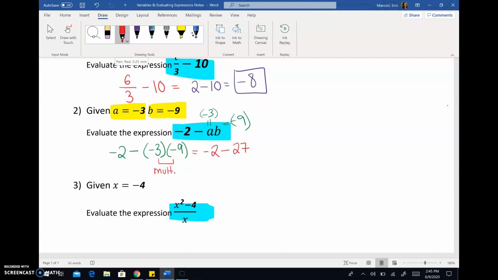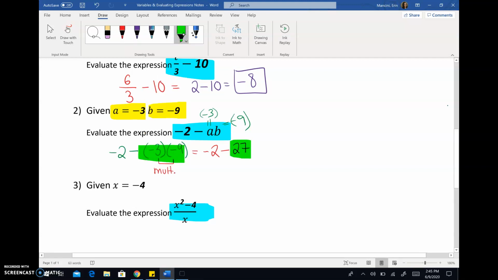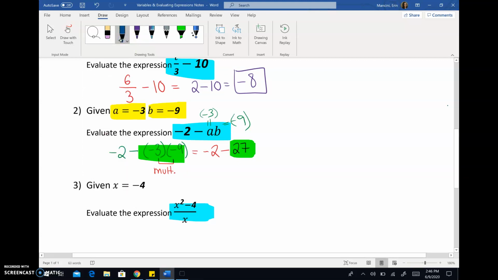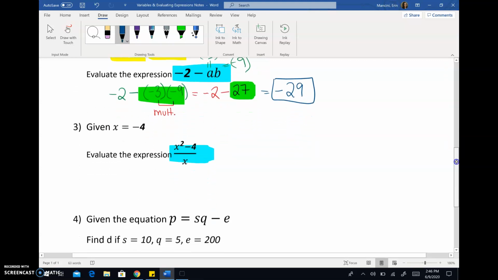So this problem was -2 minus this whole grouping right here. Let's highlight that. Now it's -2 minus 27 because that grouping simplifies to 27. Okay, so -2 minus 27, again, going back to integer operations, you're $2 in debt, and then you lose $27 more. So not only are you still in debt, but you're in debt a little bit more. You're now in debt $29. Okay, so we've got to remember our stuff from the previous videos when we're evaluating as well.